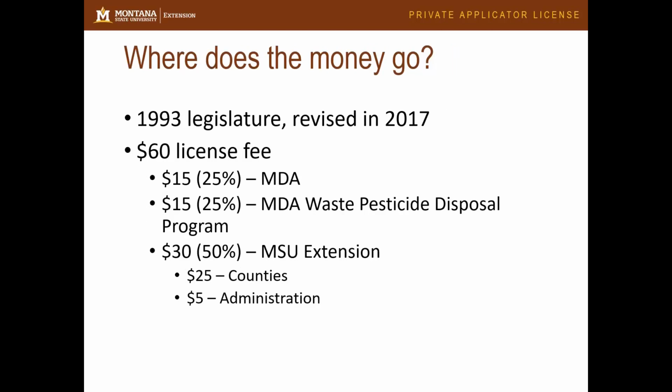The private applicator license fee was put into place by the legislature in 1993 and was revised in 2017. The money goes to the Montana Department of Agriculture, the Waste Pesticide Disposal Program, which is a no questions asked disposal program offered throughout the state to safely dispose of pesticides, and half of the fee goes to MSU Extension, with the majority of that going to the county that you reside in.